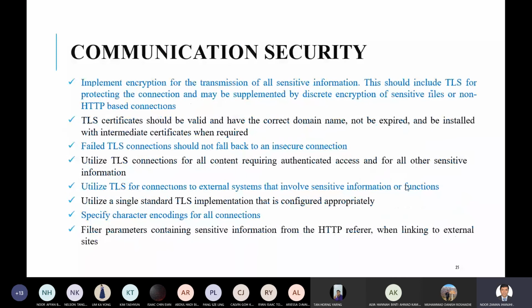Now going to communication security, another important part. We need to implement how we can control communication security. We need to implement encryption, so we need to implement HTTPS. We need to use SSL and TLS. And in case they fail or there is any other issue, we need to make sure that they fail in a safer way, as we discussed for the other points as well.